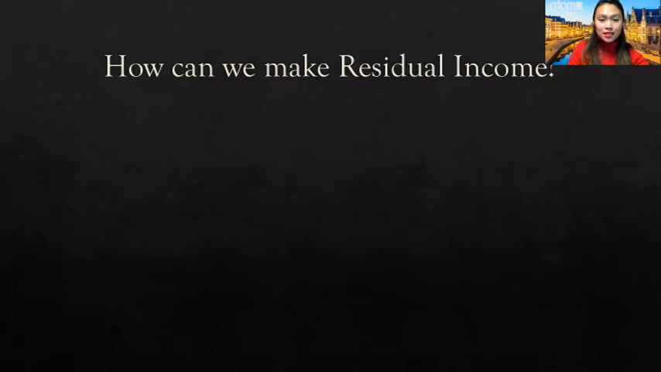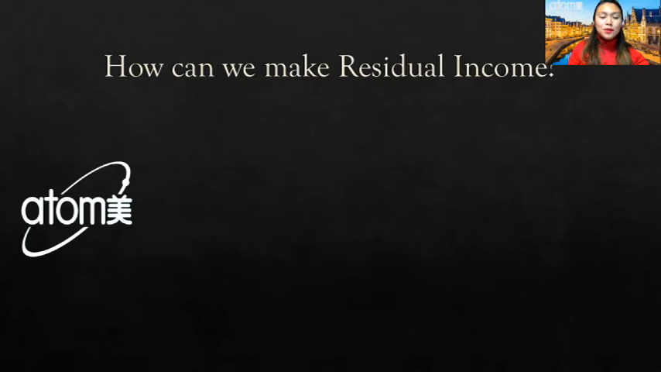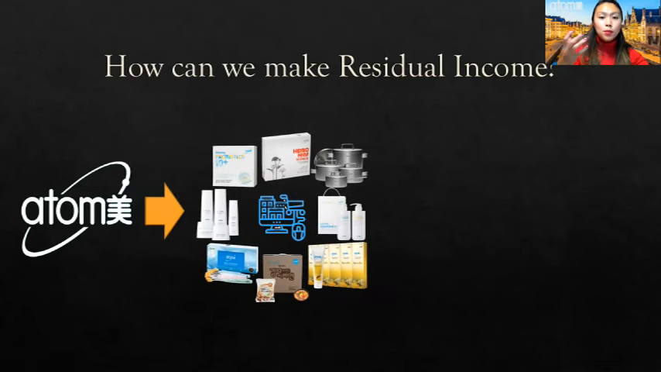Now, how can we make residual income? Atomy comes to our lives, and this is why we're building our future. I just want to remind you what is Atomy. So Atomy is a global distribution hub that provides us with a wide variety of products ranging from health supplements. We have the Hemohim, we have the probiotics, vitamin C. We also have beauty products. We also have personal necessities, food products, home products, so on and so forth. So everything that we need for our daily use is already in Atomy.